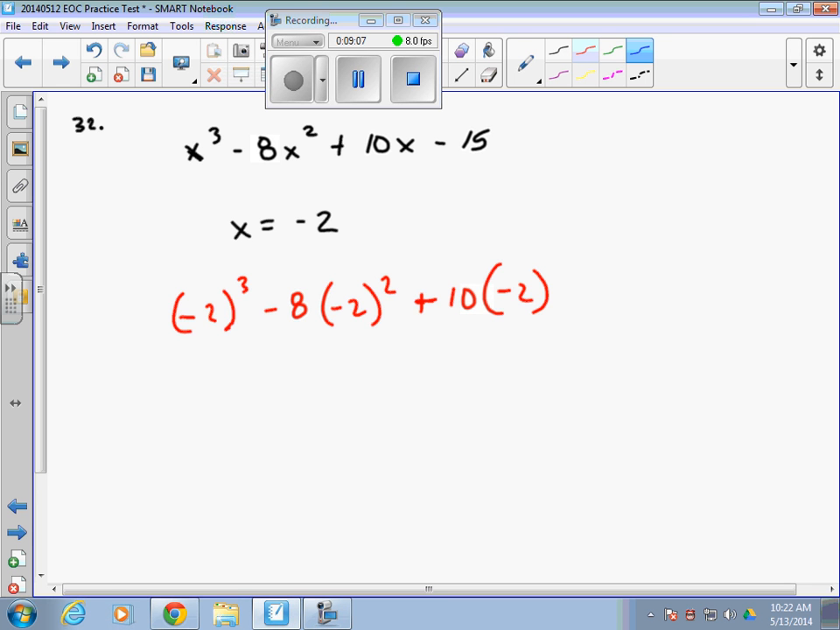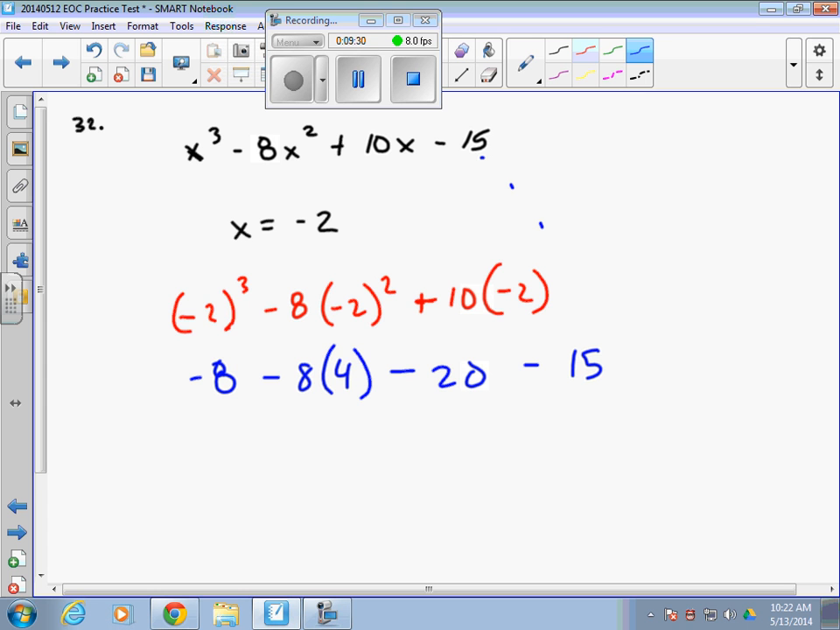So just evaluate all of your exponents at this point. Negative 2 cubed, negative times negative is positive, times one more negative is going to be negative 8. Minus 8 times negative 2 squared is going to be positive 4. Plus 10 times negative 2 is minus 20. And then we forgot to bring this down, negative 15.